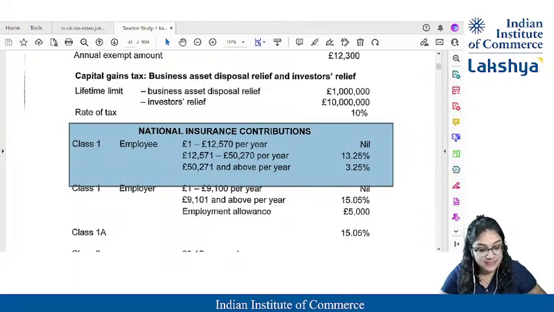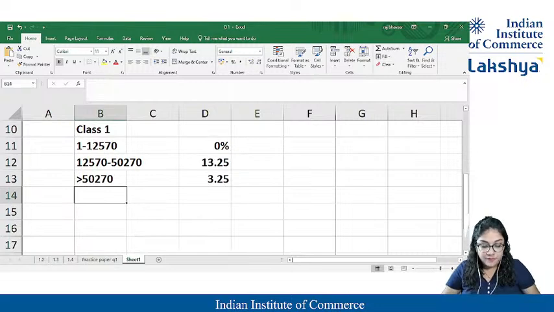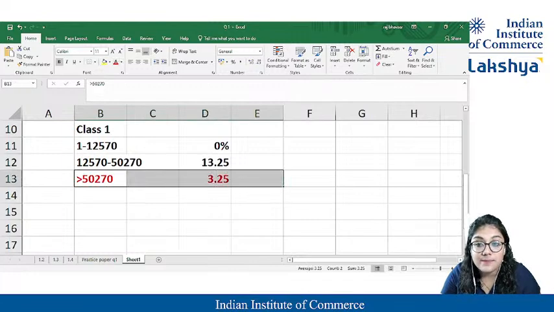Over here, what is my situation? 1 to 12,570, it's 0%. Then 12,570 pounds till 5270, it's basically 13.25%. And it will be 3.25% if anything is beyond 5270. So this is what I have already typed in our answer. So that becomes a situation. But over here, we already know I have my own salary of 60,000. If I'm getting anything beyond, I normally tend to come over this slab, right? So this becomes my slab.